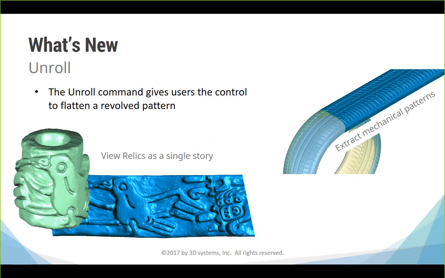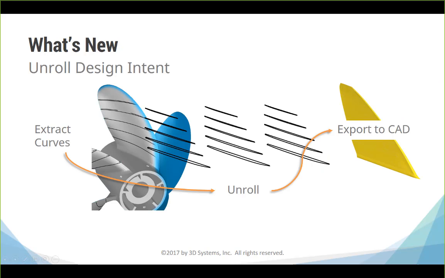And then here's a screenshot of the unroll functionality. Again, we get this request quite often, and it's really handy to be able to take a part that goes around an axis, a revolution type object, and then unroll that to a flat plane. So that's really helpful there.